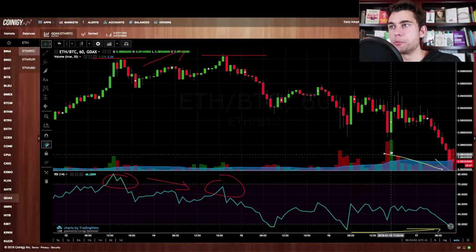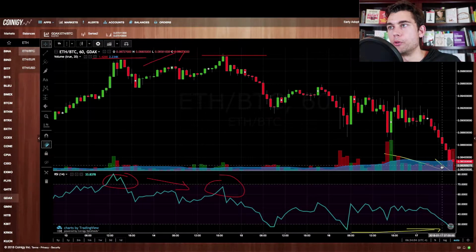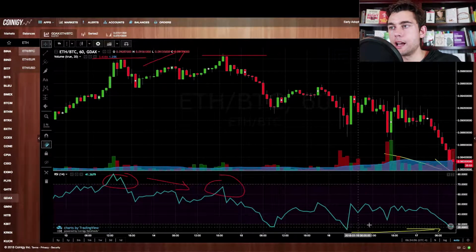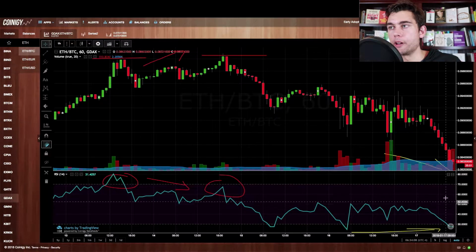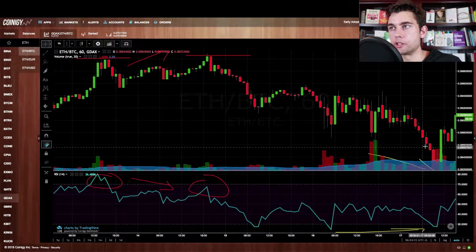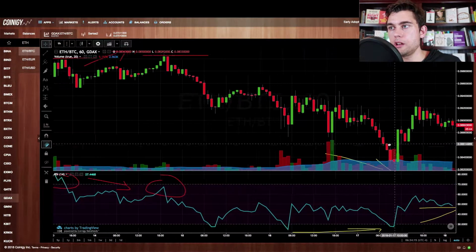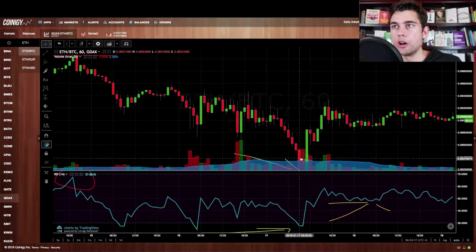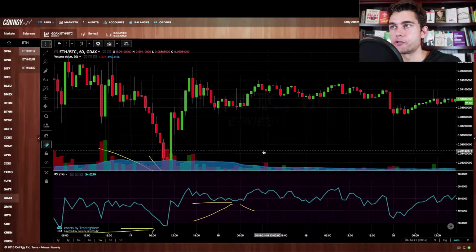So here, the price action is going down, but the actual RSI is going a little bit upward. And so that means that it should go up. And if you look, well, there was a huge spike right here, and then, yeah, it actually went up. So it continued to go up. So that's another divergence right there.